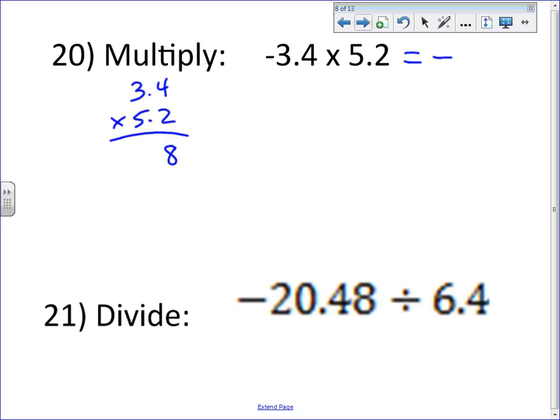3 times 2 is 6, add a 0. 4 times 5 is 20. We'll put the 0 there and the 2 up here. 3 times 5 is 15, plus 2 is 17. Add these together: 8, 6, 7, 1.